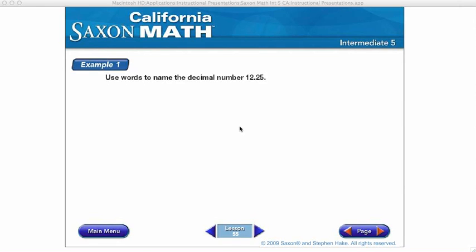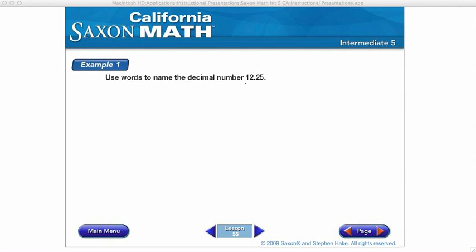Hi everybody, today we're going to talk about lesson 55, using words to name decimals. So let's go ahead and take a look at example 1. We're going to use words to name the decimal number 12.25. So this really has three separate parts.